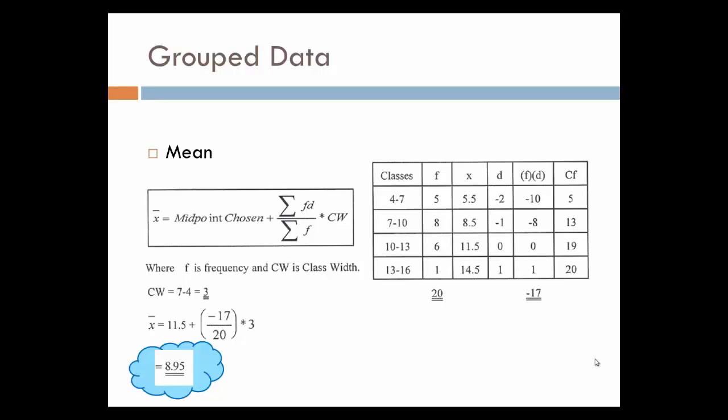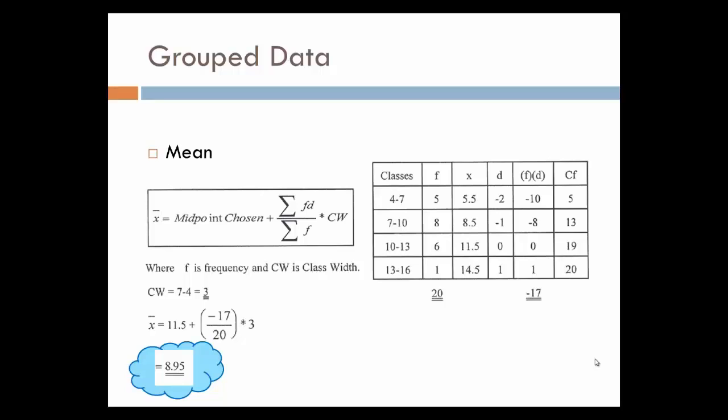Now, there will be other ways of calculating the mean. For example, if you want to punish yourself, you first of all take the first row, lower limit is 4. 4 plus 7 divided by 2 will give you 5.5. 7 plus 10 will give you 17, divided by 2 will give you 8.5. 10, 3rd row, 10 plus 13 divided by 2 will give you 11.5. 13 plus 16 divided by 2 will give you 14.5.